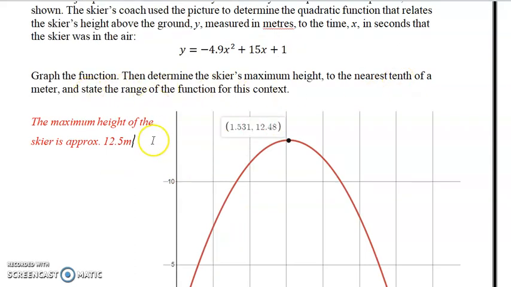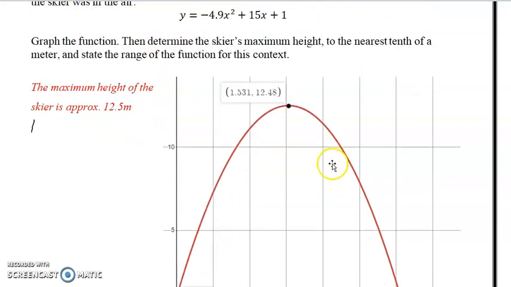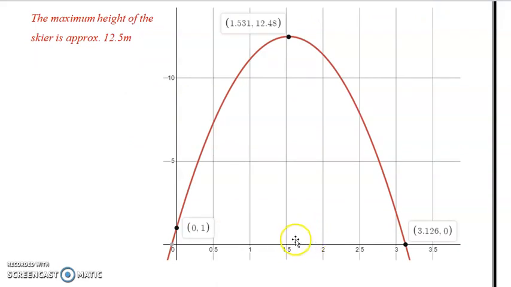And state the range of the function. So the range is the y value. For the range here, I'm going to say 0 is less than or equal to y, which is less than or equal to 12.5. So it has to be somewhere between here and here. This is obviously into the ground. Again, some would say the hill, depending on that, but that's the assumption we have to make. So there's your range.